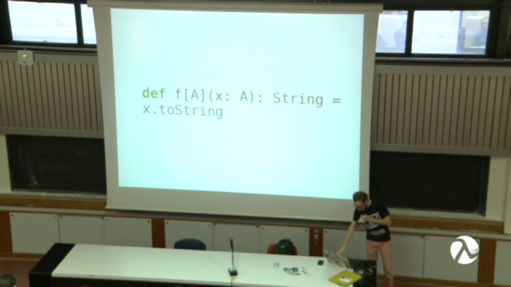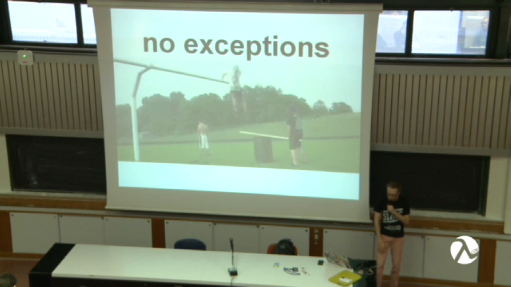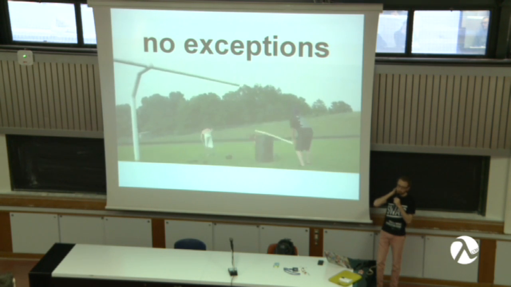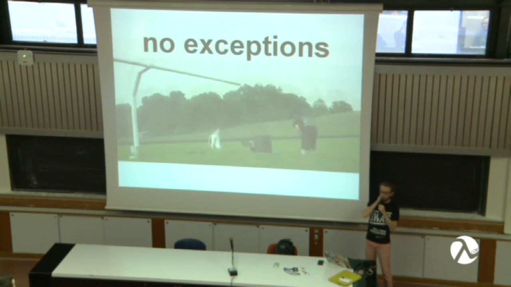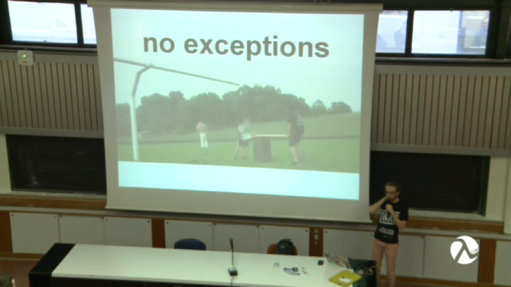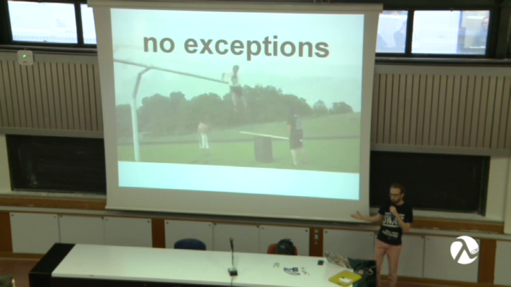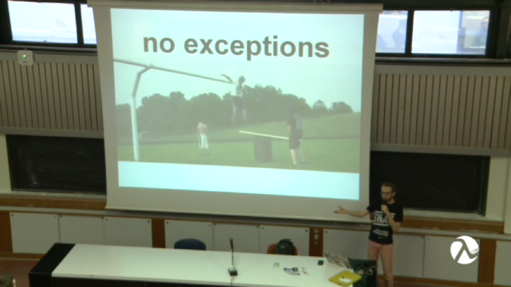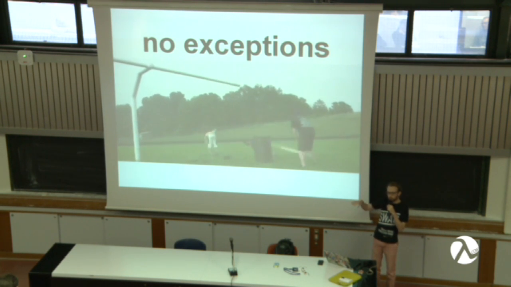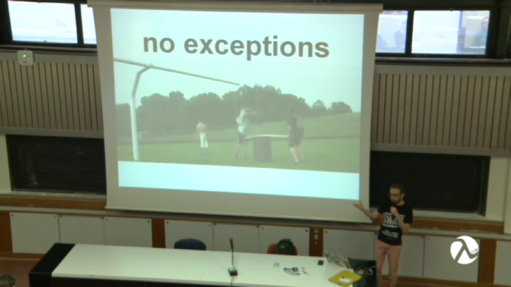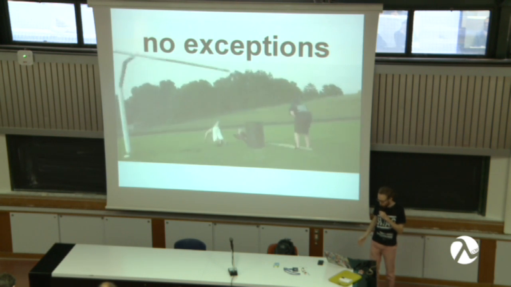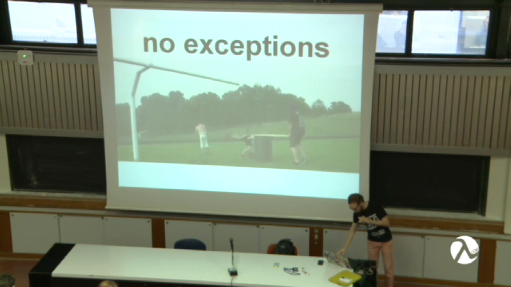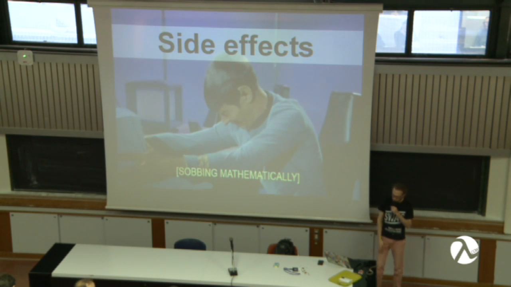No more controversial stuff. As advertised by the Go language, it's entirely feasible to not use exceptions. And the reason not to use exceptions is the same as why you shouldn't use null. You can promise to provide a value of any type. If you just put a throw new Exception, then it's like you've proven any property. And even more controversial stuff is that you should avoid side effects.